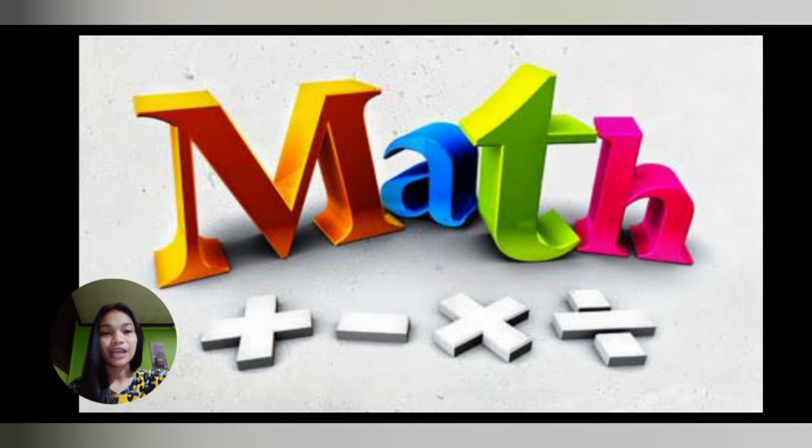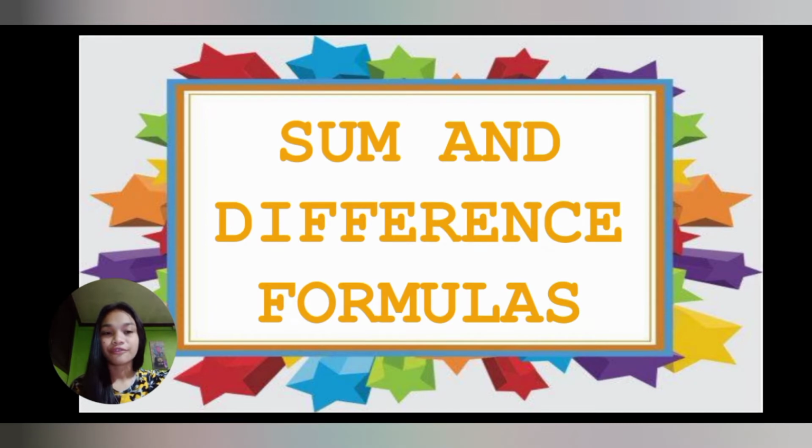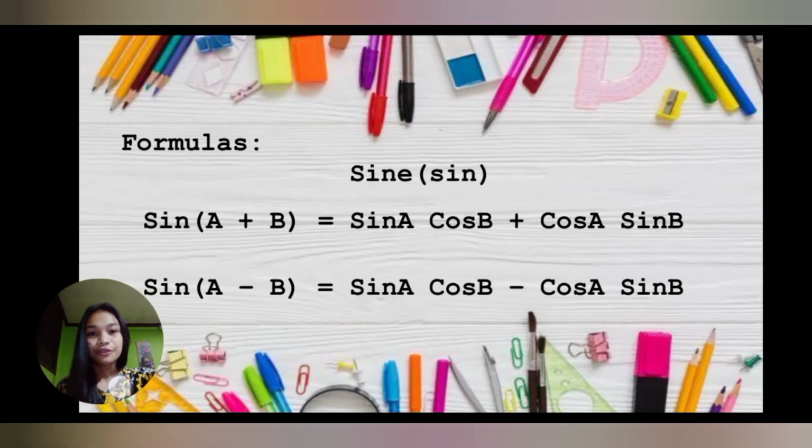Our discussion for today is all about sum and difference formulas of the trigonometric. Okay, we have first the sum and difference formulas for the sine. We have the two formulas, which are sine (A plus B) equals sine A cos B plus cos A sine B, and the second one is sine (A minus B) equals sine A cos B minus cos A sine B.